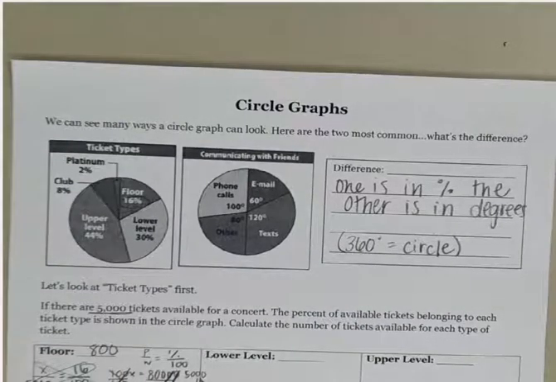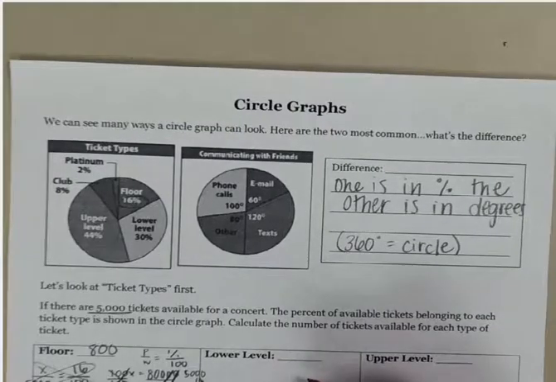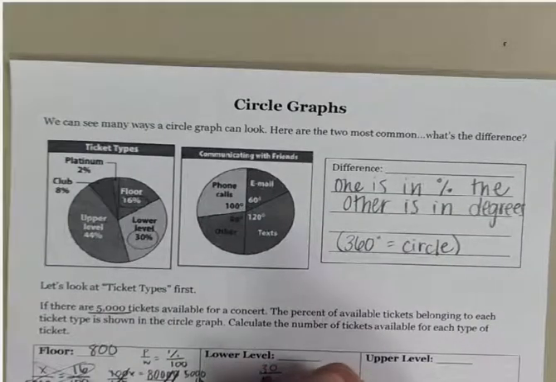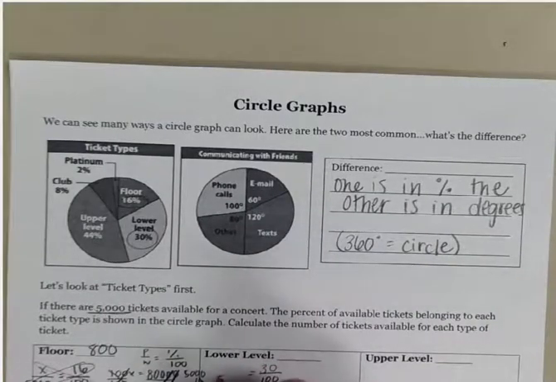Alright, I'm going to do one more. And then you're going to pause it and you're going to do the rest on your own, and we're going to compare answers. The lower level was 30%. That means that 30% is going to go over 100. I still know there's 5,000 tickets.